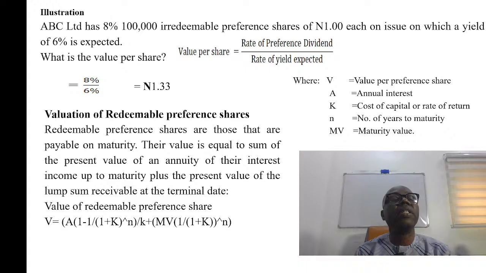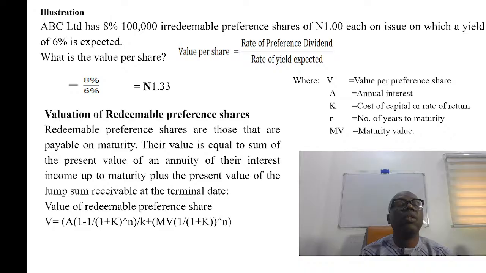So let's take, for instance, ABC Limited has 8%, 100,000 irredeemable preference shares of ₦1 each on issue, on which a yield of 6% is expected. What is the value per share? So the formula is rate of preference dividend over rate of yield.